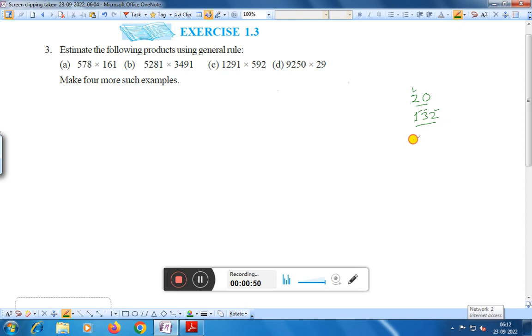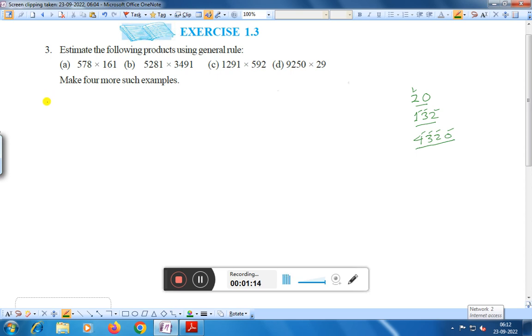If there are 4 digits, suppose 3,420, 4 digits, the highest place value is 1000. Once, 10, 100, 1000. Since the highest place value is 1000, therefore it will be rounded to 1000. This is the general rule. Now we'll solve the problem.